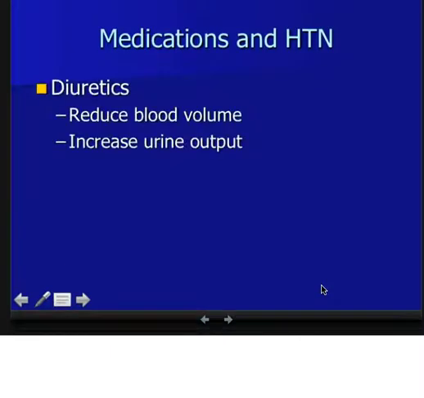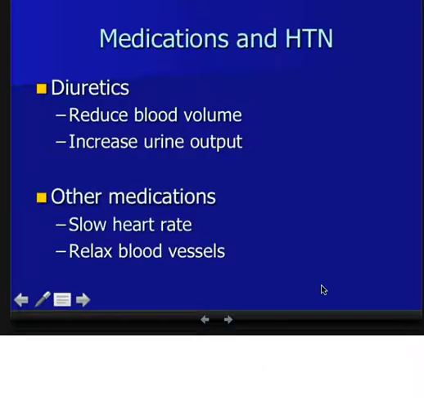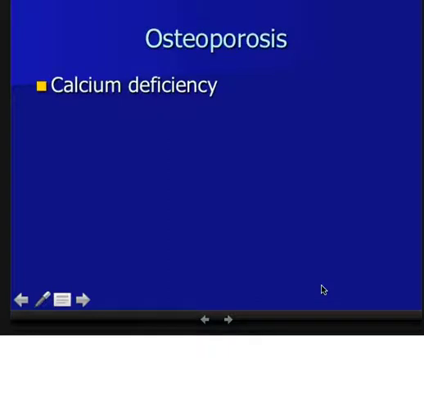What are some medications that affect hypertension? Diuretics reduce blood volume and increase urine output, and as a result drop high blood pressure. Other medications can slow the heart rate and relax the blood vessels. This is called vasodilation. This also can result in a systemic lowering of the blood pressure.